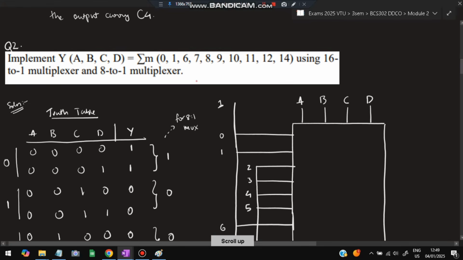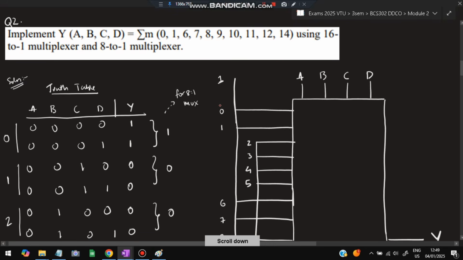Now the second question they had asked is the 8:1 multiplexer. For 8:1 there is a problem. Why? Because there are 4 inputs here, but in 8:1 we can have only 3 inputs. Why can we have only 3 inputs? Because 2 power 3 is 8, right? Only 8 outputs can happen, so we need to have only 3 inputs. But we have 4 inputs here, so to change that we'll be selecting D also here. Okay, D and Y we will be combining.